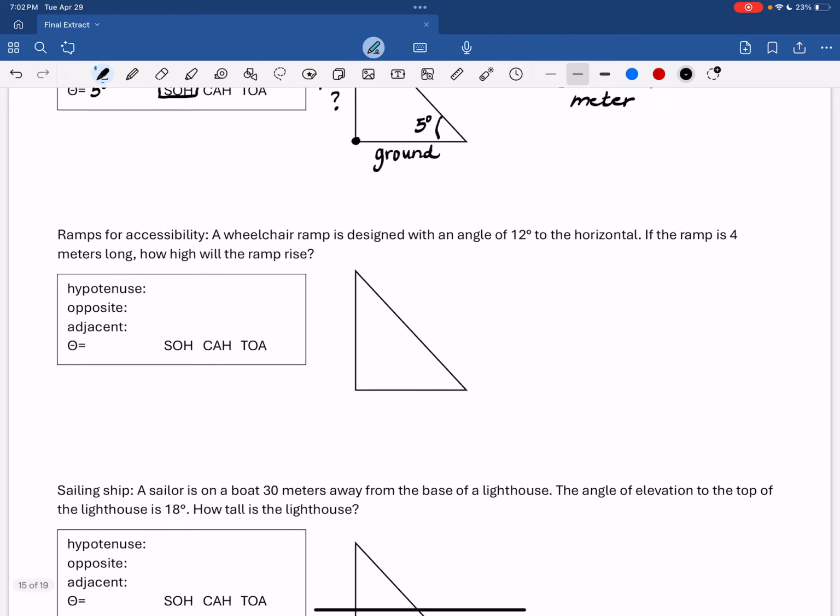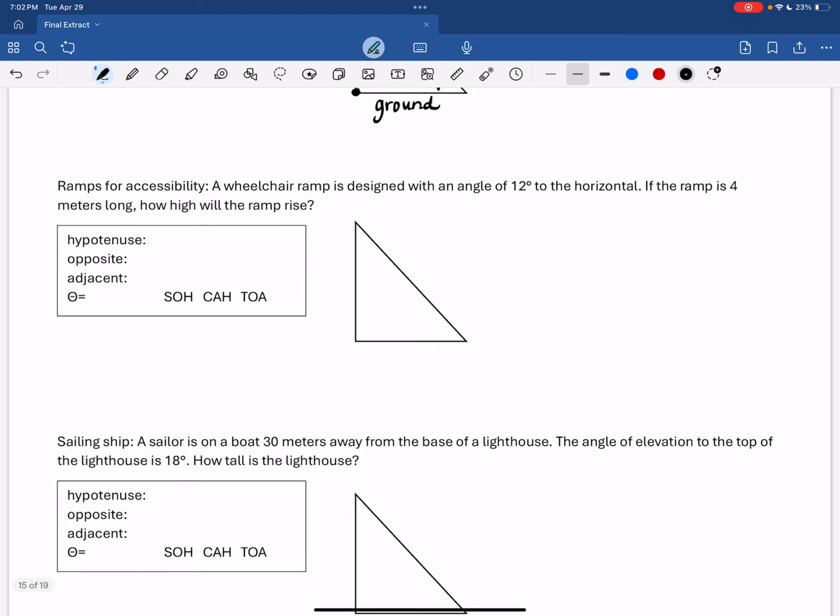Okay, a wheelchair ramp is designed with an angle of 12 degrees to the ground or to the horizontal. We don't know that that's the ground. It could be on a stage. It could be anywhere. So we'll call it the horizontal. If the ramp is 4 meters long, how high will the ramp rise?